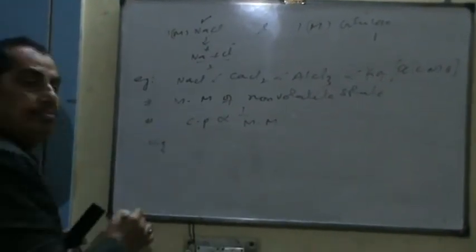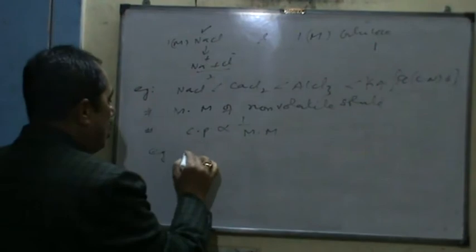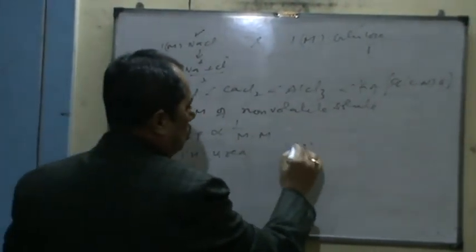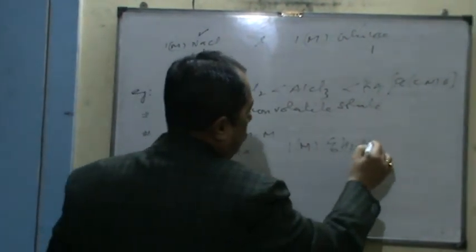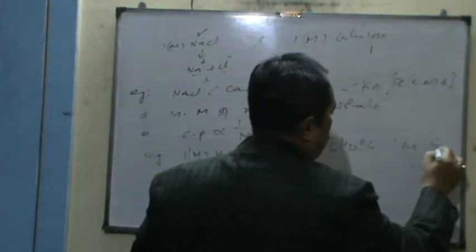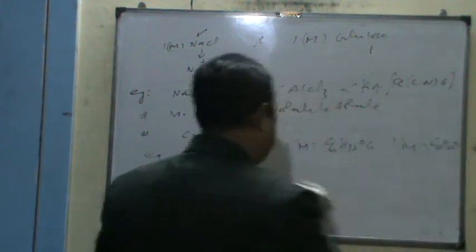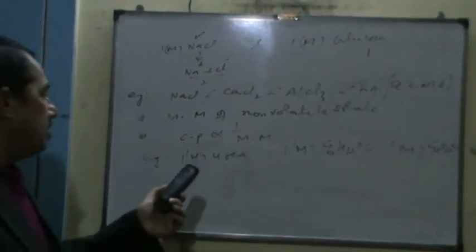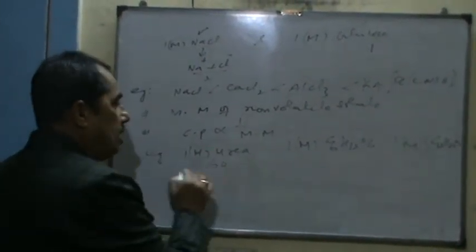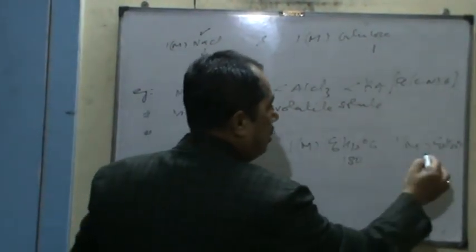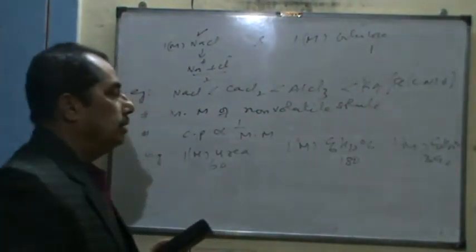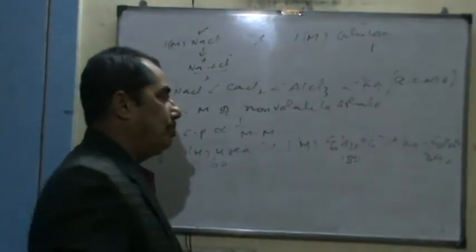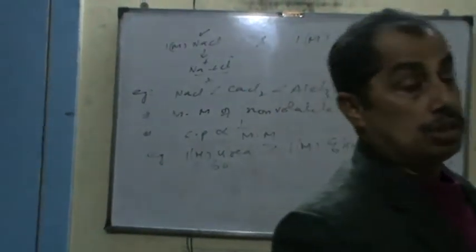Solve one question: which has more colligative property? 1 molar solution of urea, 1 molar solution of glucose, C6H12O6, and 1 molar solution of sucrose, C12H22O11. Each one of them will remain one particle in solution because all are non-electrolytes, but urea has molecular mass 60, glucose 180 and sucrose 342, and colligative property is inversely proportional to the molar mass. Here urea has more colligative property than glucose and then sucrose.